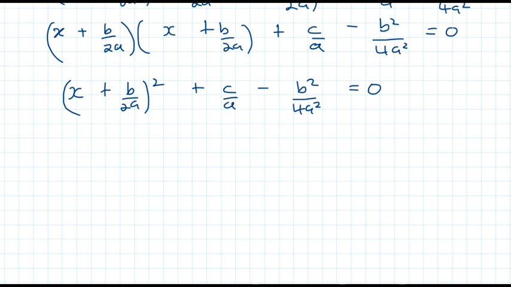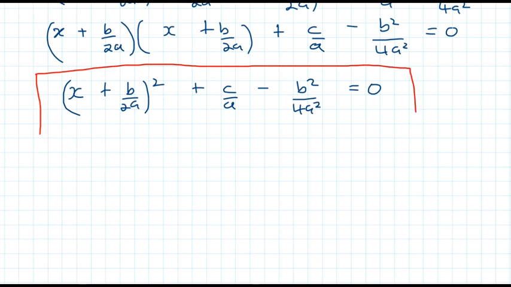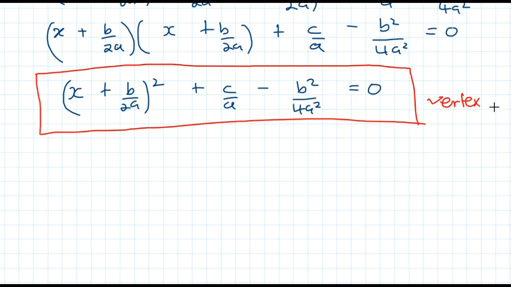This part is a perfect square. Or let me just enclose it in a rectangle. Okay, so this is now the vertex form. Or we can further rearrange it.